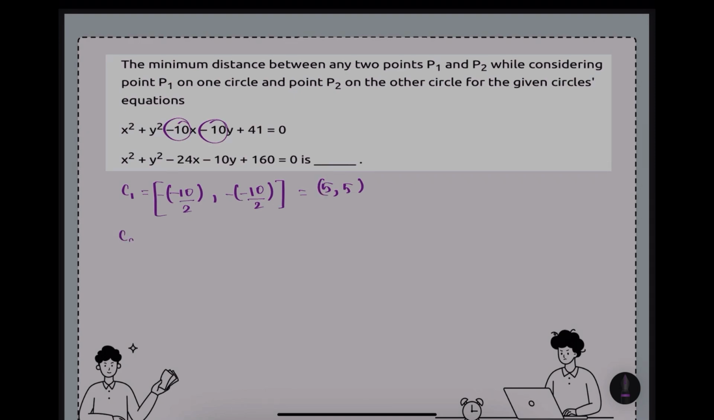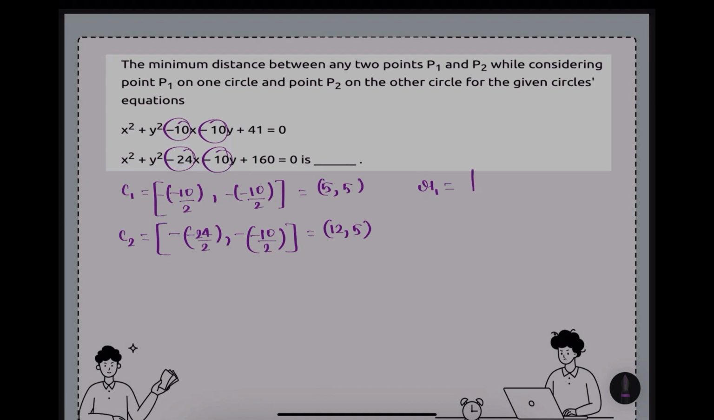Now go with the second circle's center. Divide the coefficient of x, minus 24, by 2 and then multiply by minus. Divide the coefficient of y by 2 and then multiply by minus. So it is 12 comma 5. Okay, so both centers are clear. Now I'll go with the radius.